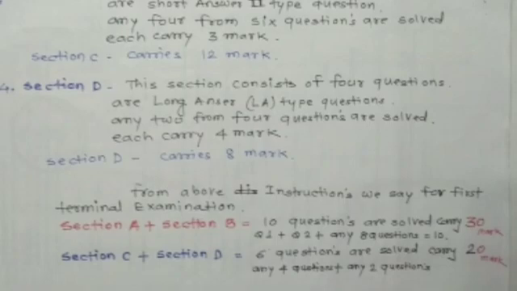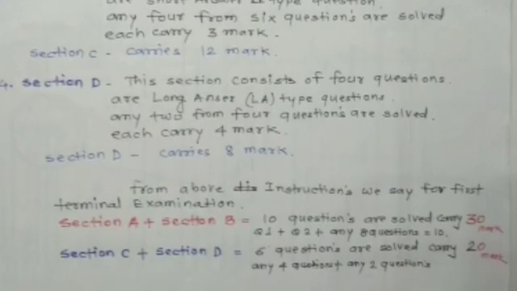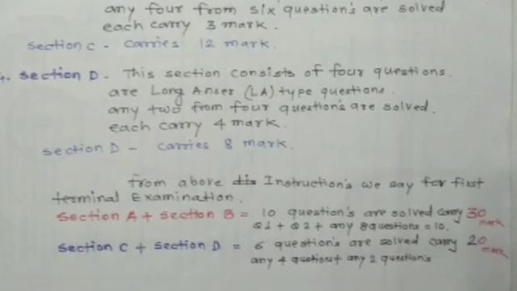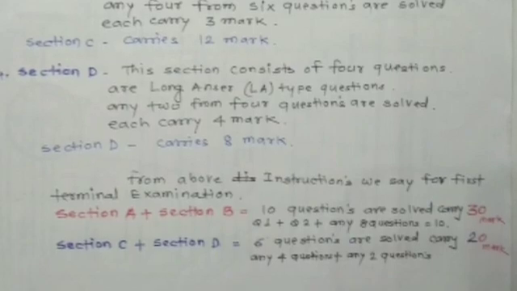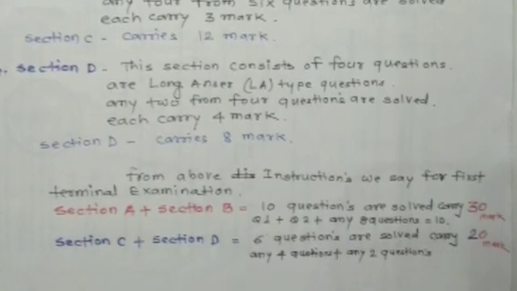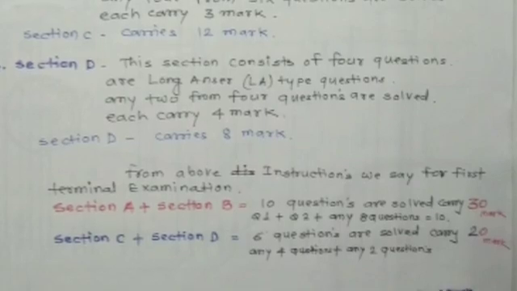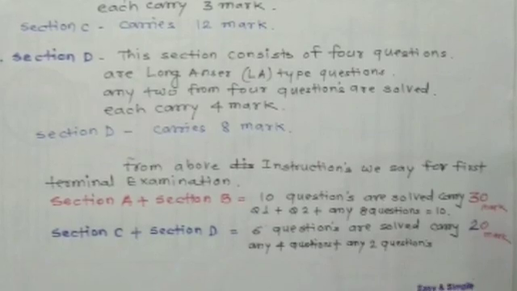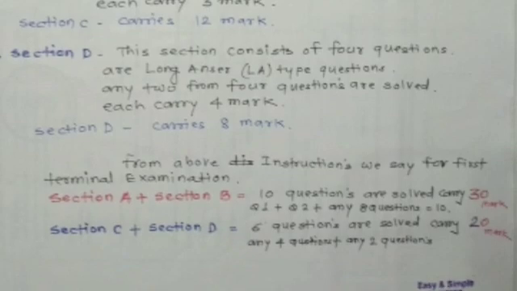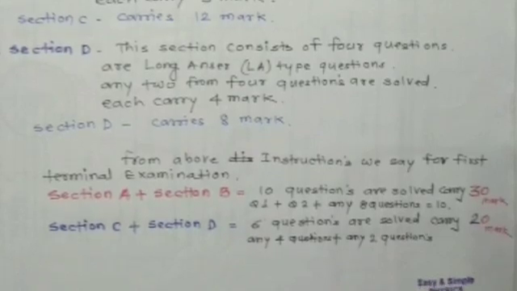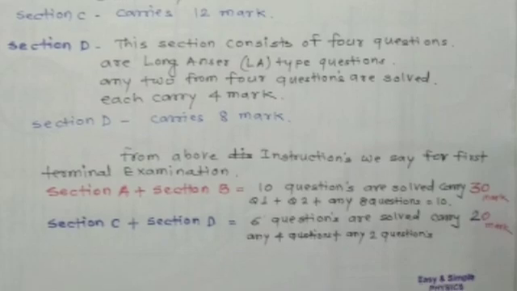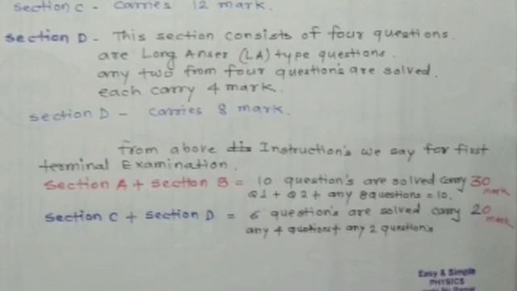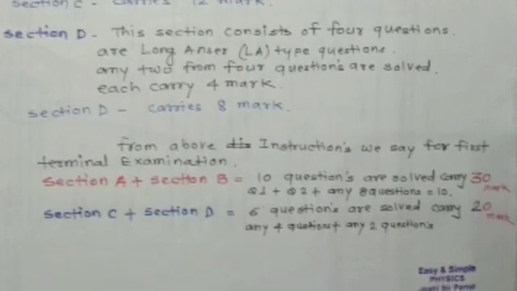Section D consists of 4 questions. These questions are long answer type, LA type questions. Each question carries 4 marks. So, any 2 questions from 4 questions are solved in the first terminal examination. Section C and section D total carry 20 marks. In the first terminal, section A and section B carry 30 marks and section C and section D carry 20 marks. Total 50 marks.